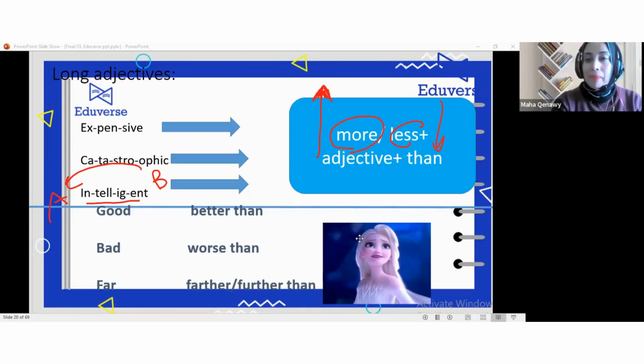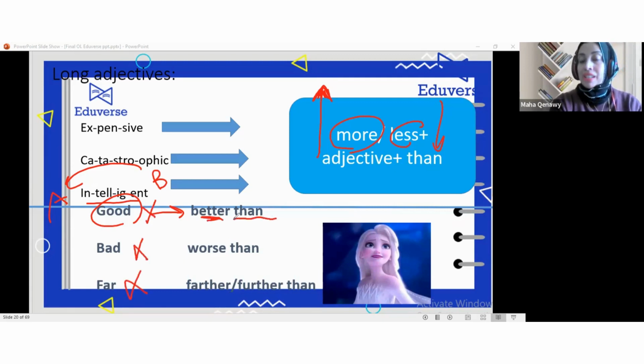What about good and bad? For good, dears, you have to say better. It's better than her. I don't say gooder. You cannot add ER to good, bad, or far. I say better than, worse than, or farther or further than.